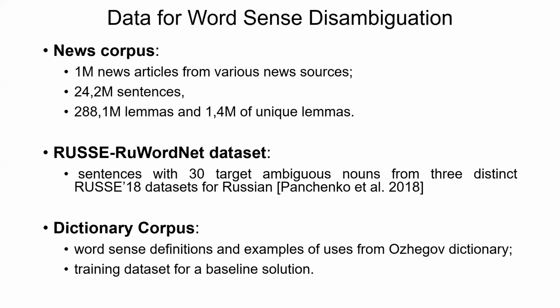We also created a small training dataset that consists of the word sense definitions and examples of use from the Ozhegov dictionary for every target polysemous word. Each sense of an ambiguous word has 1 definition and between 1 and 3 usage examples. This training data is utilized to train a baseline solution for the word sense disambiguation task.